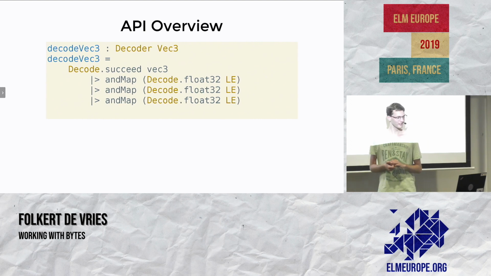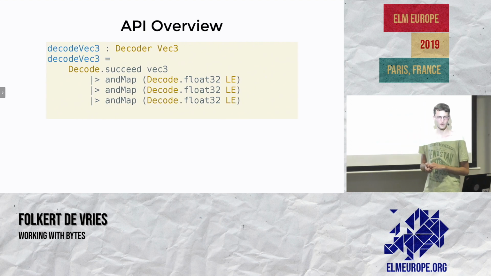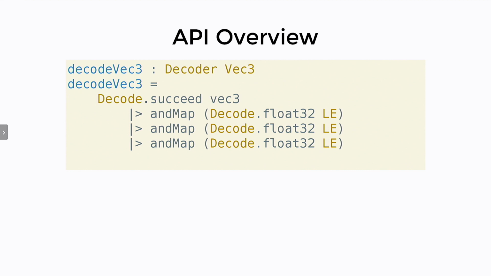With that out of the way, we can have a look at the API of the Elm Bytes package. And really what I want you to take away from this is that it looks exactly like a JSON decoder if you squint a little bit, especially if you use the decode pipelines library. So a couple of the names are different, but the main idea is the same.